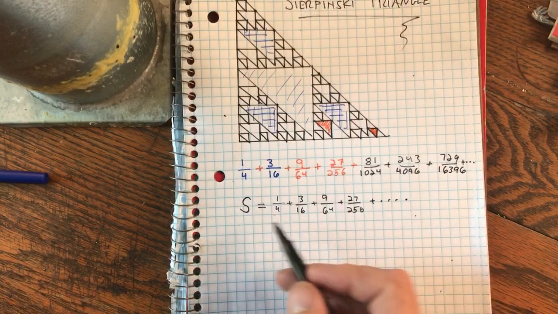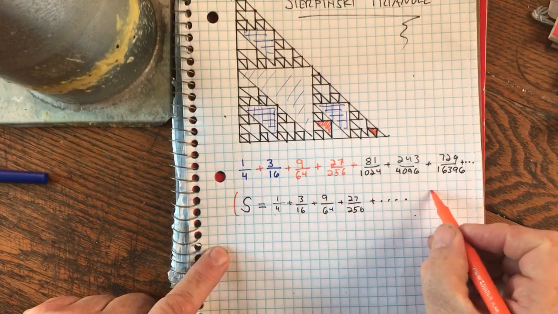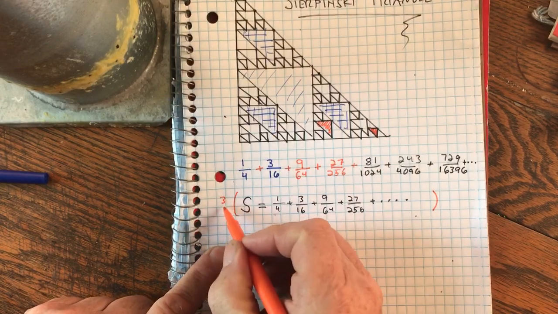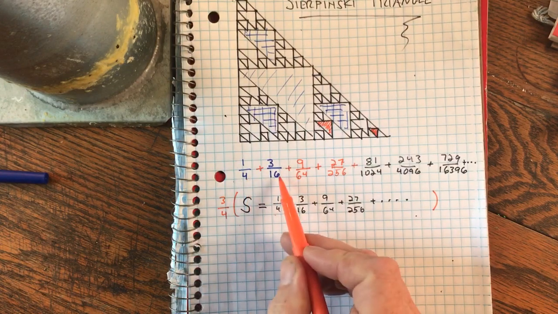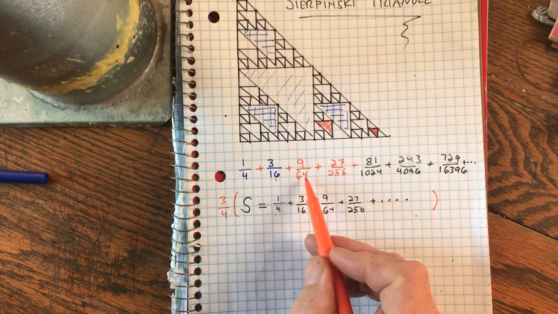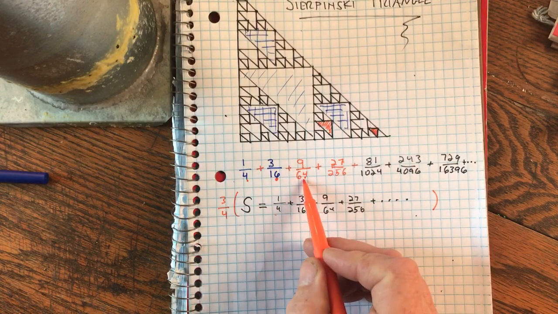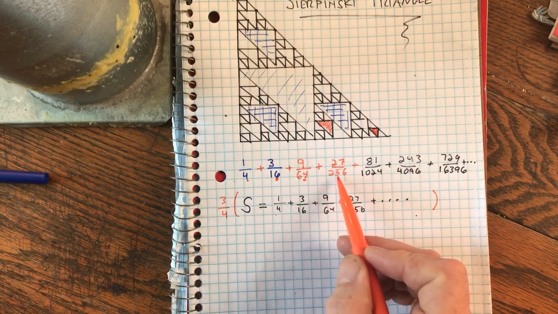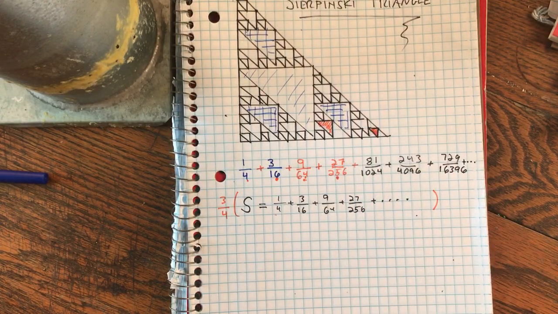And now what I'm going to do is take this equation and do some algebra with it. The first thing I'm going to do is multiply both sides of this equation by 3/4. Why 3/4? Well, 3/4 is the fraction I multiply each of these numbers by to get the next number. 1/4 times 3/4 is 3/16. 3/4 times 3/16 is 9/64. 9/64 times 3/4 is 27/256, and so on and so forth. What I get now for an equation looks like this.